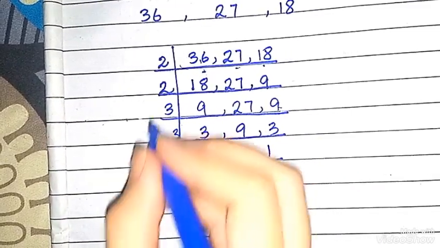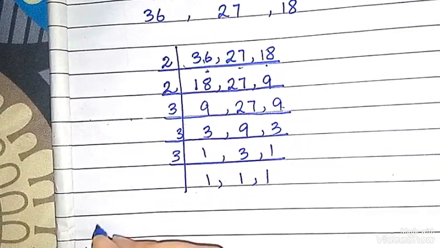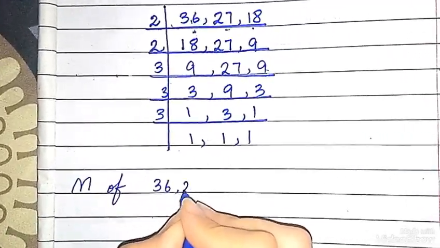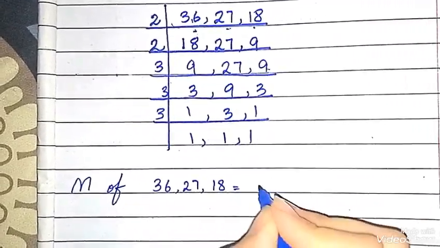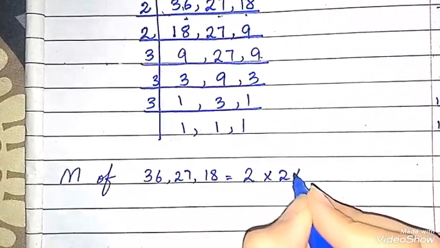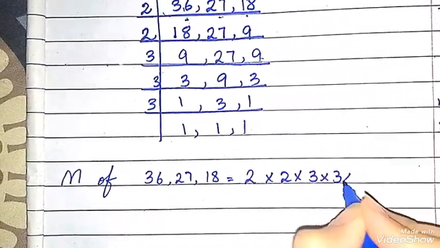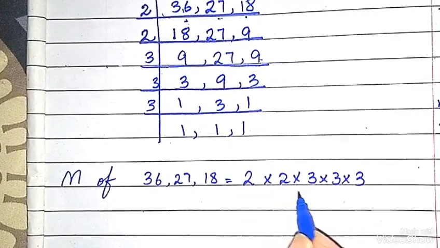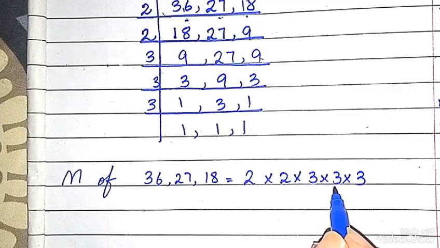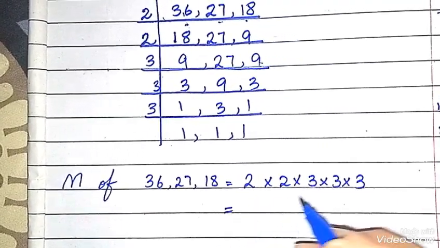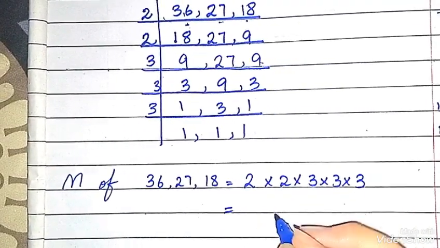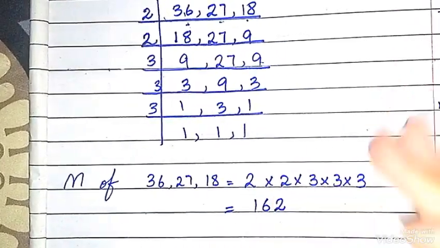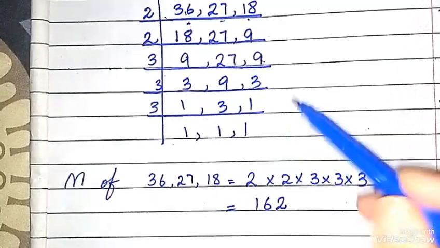Now we write the multiples of these three numbers. The LCM of 36, 27, and 18 is 2 into 2 into 3 into 3 into 3. Now we simply multiply them all. 2 twos are 4, 4 threes are 12, 12 threes are 36, and 36 threes are 108. We do a simple multiplication and write our answer, which is 162. So we can find the LCM by the long division method like this.